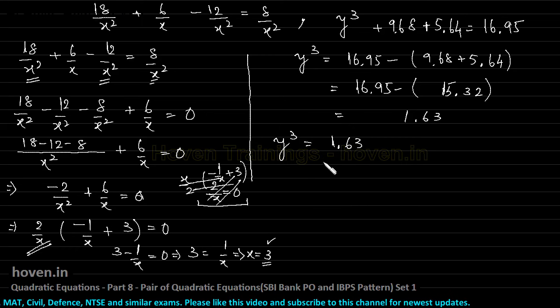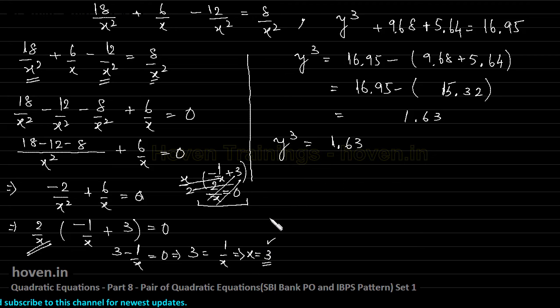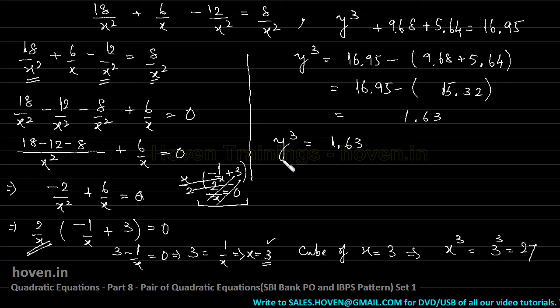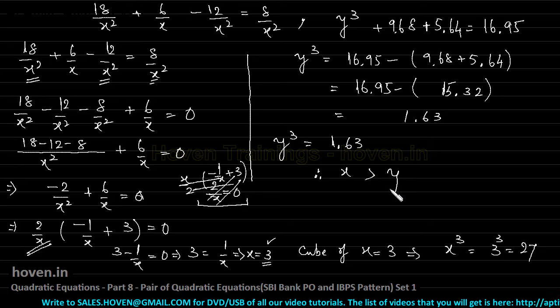It is not possible for me to compare these directly. I can't compare y and x directly. So what I will do is, I will try to bring x at par with y by cubing it. So cube of x equal to 3 will be x cube equal to 3 cube equal to 27. So instead of x and y, I'll compare their cubes, and I immediately find that cube of x is more than cube of y because 27 is more than 1.63. Therefore, we can say x is more than y.